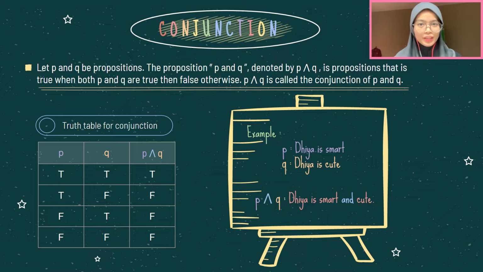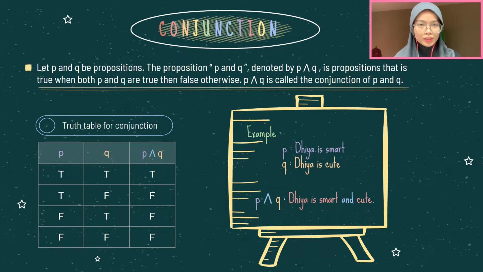Conjunction. Let P and Q be propositions. The proposition P and Q, denoted by P ∧ Q, is the proposition that is true when both P and Q are true, and false otherwise. P and Q is called the conjunction of P and Q.